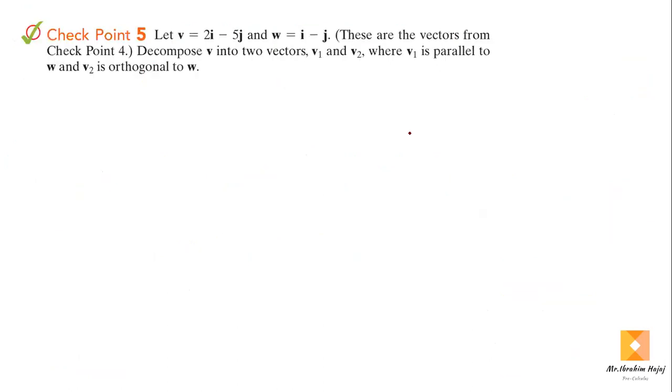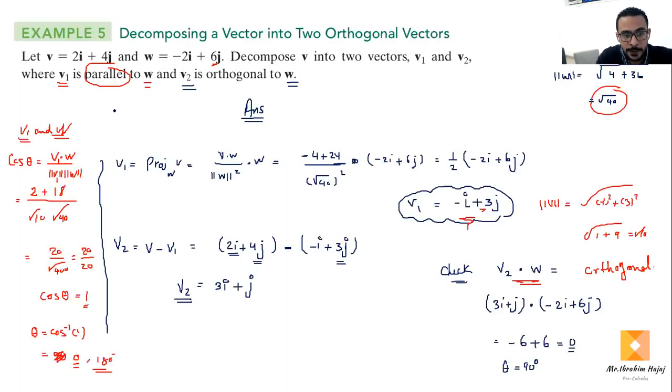Checkpoint number 5. We ask here Ahmed Shihab. Let V be 2i minus 5j and W be i minus j. These are the vectors from checkpoint 4, to help you do your steps quickly. Decompose V into two vectors V1 and V2, where V1 is parallel to W and V2 is orthogonal to W. We solve this question, Mr. Muhammad. Here, do we need to reverse the steps, or solve the same way? Reverse the steps.